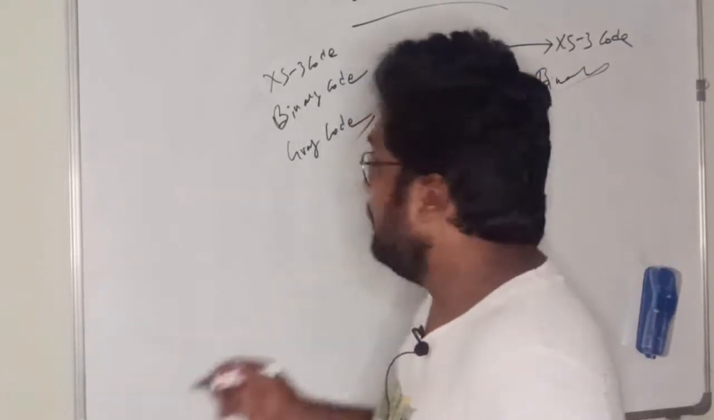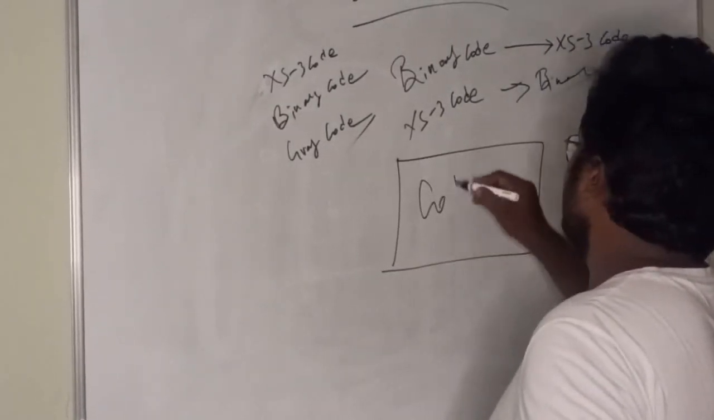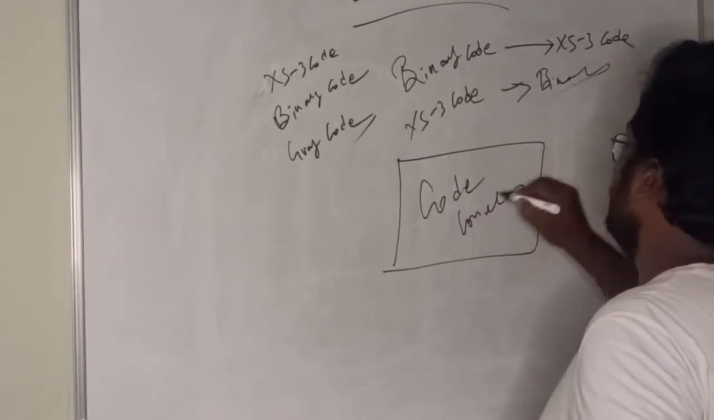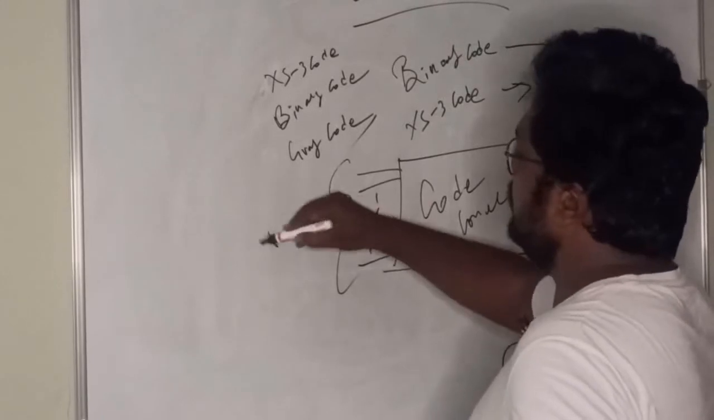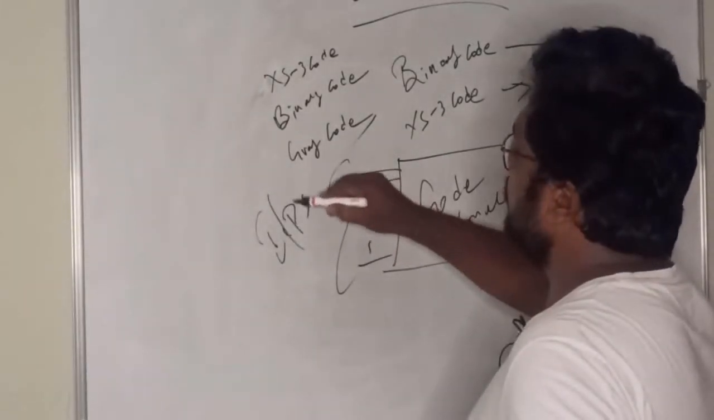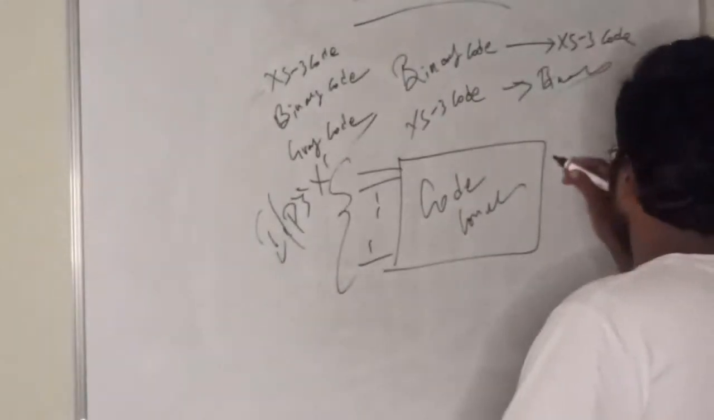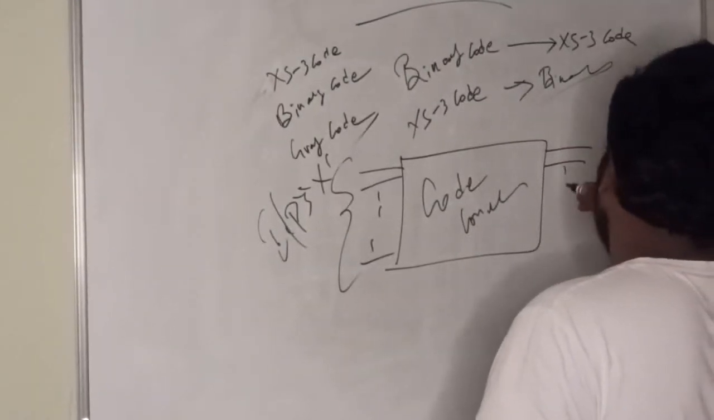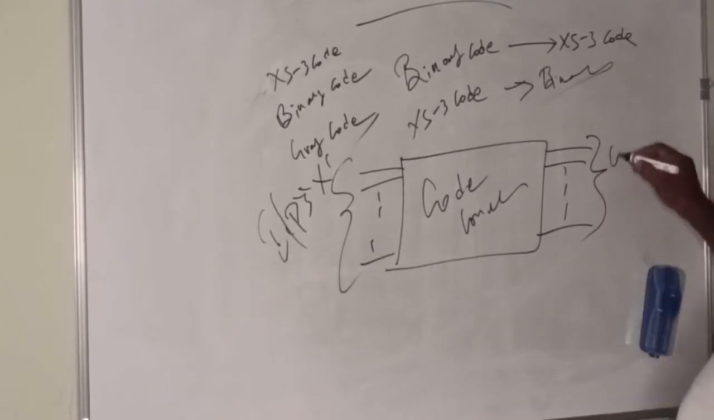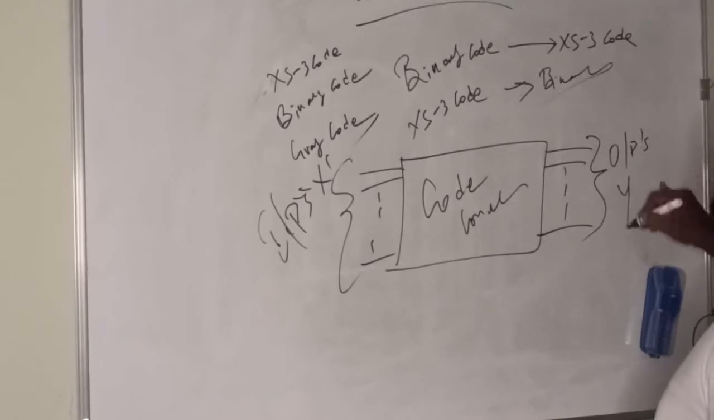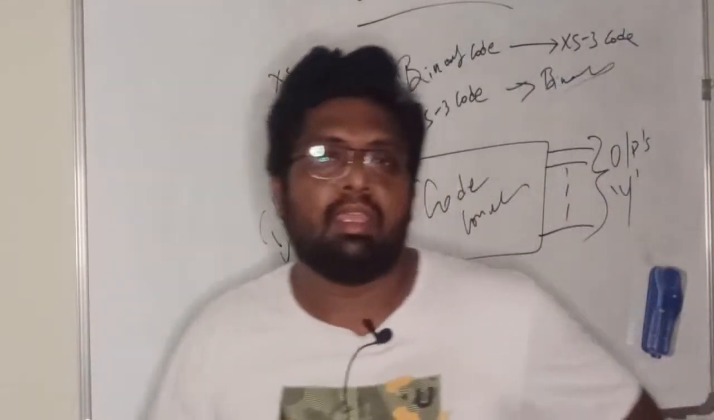So the block diagram will be like this. This is a code converter, and it has some number of inputs. These are the inputs of one code, let me take it as the x code, and it also has some number of outputs. I am representing the outputs as y. It may be a y code. So this is the block diagram for a code conversion.